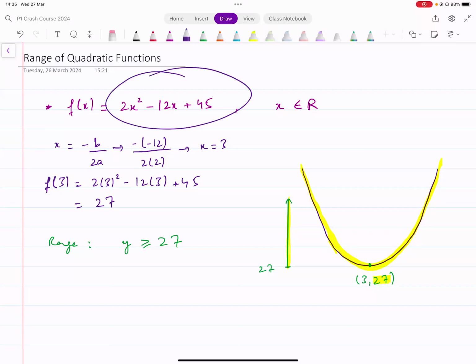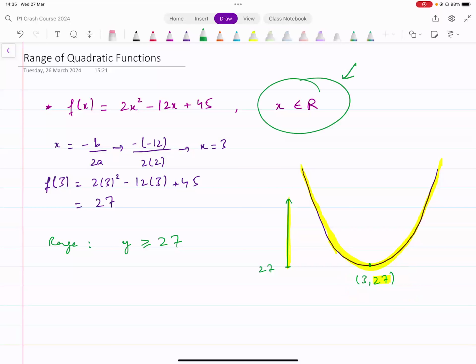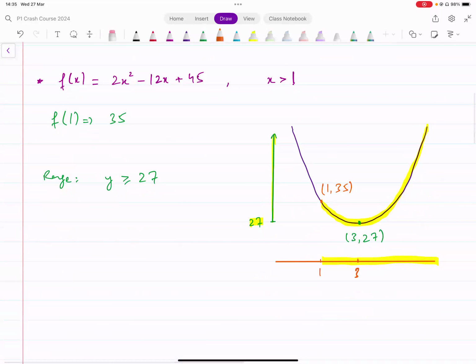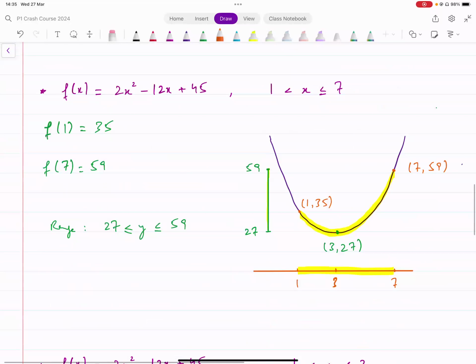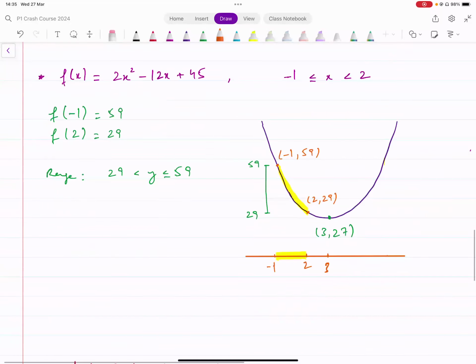So we looked at this particular function and we looked at how to find the range of this function given different domains. We first of all sketched this graph. It's a U-shaped graph and said the turning point is (3, 27). We found the turning point using minus b over 2a. And then given that the domain was any real value, we said the range should be y greater than or equal to 27. But then if the domain was different, x greater than 1, for instance, x less than 0, between 1 and 7, between -1 and 2.